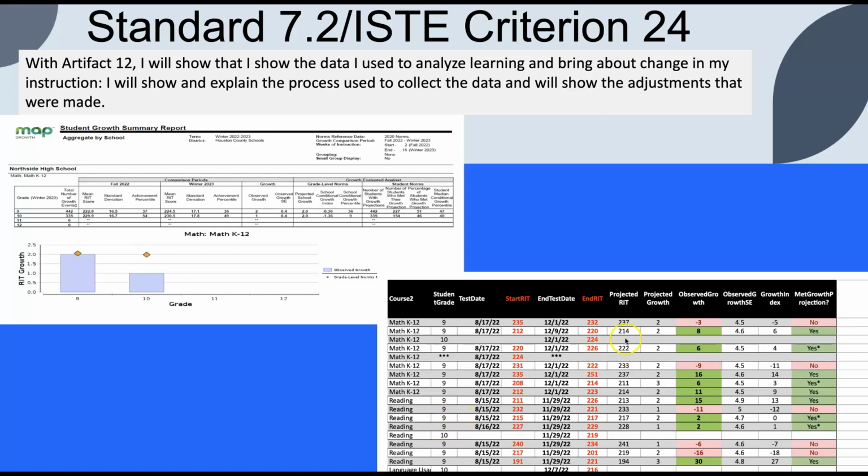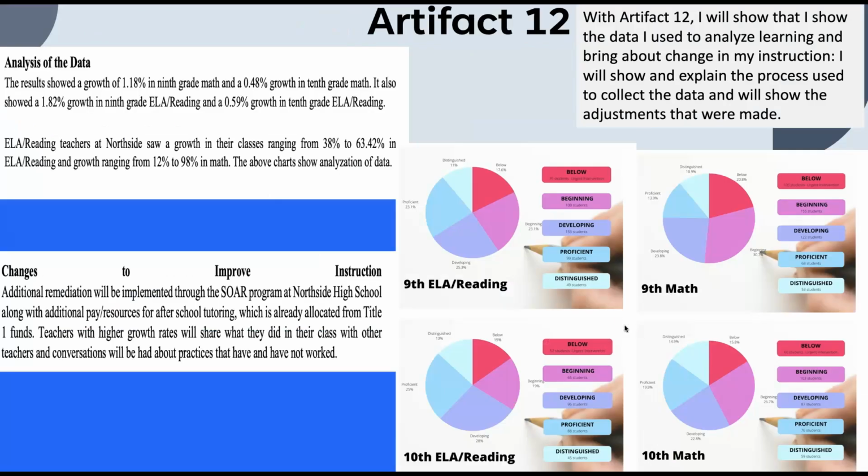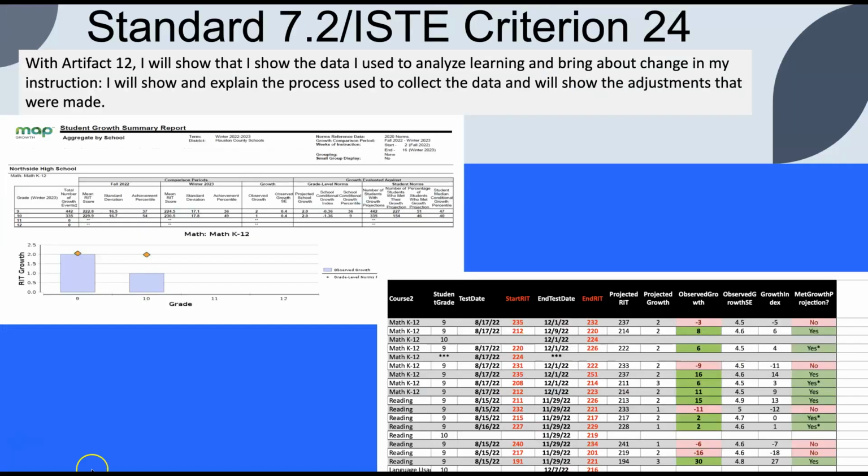And you can see they estimated that this individual's projected RIT would be a 237. So that would be a growth from the 235 to 237, a growth of 2. So what actually happened, they went from 235 to 232, so their growth was a -3. So then it says, did they meet their growth projection, yes or no? And if it's no, there'll be some of the students that are actually chosen to be in the remediation and/or SOAR groups to help increase their score and show growth.